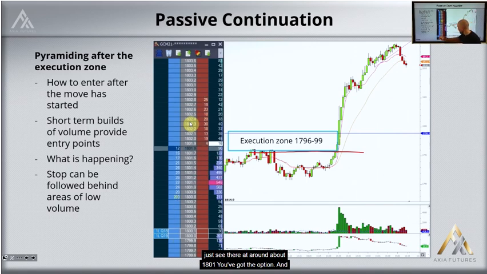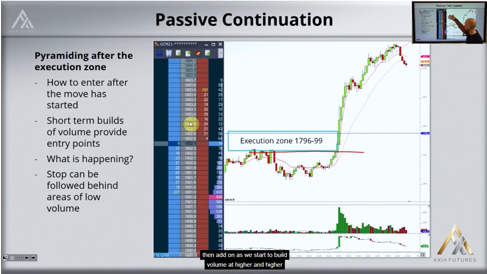You've got the option, and you can leave these passive orders to try and get filled lower down at 00, back through those areas of low volume, like we talked about with volume and volume at price. This is volume at price building. Each time it does this, it's an indication of strength of movement. And as such, you can then add on as we start to build volume at higher and higher prices.